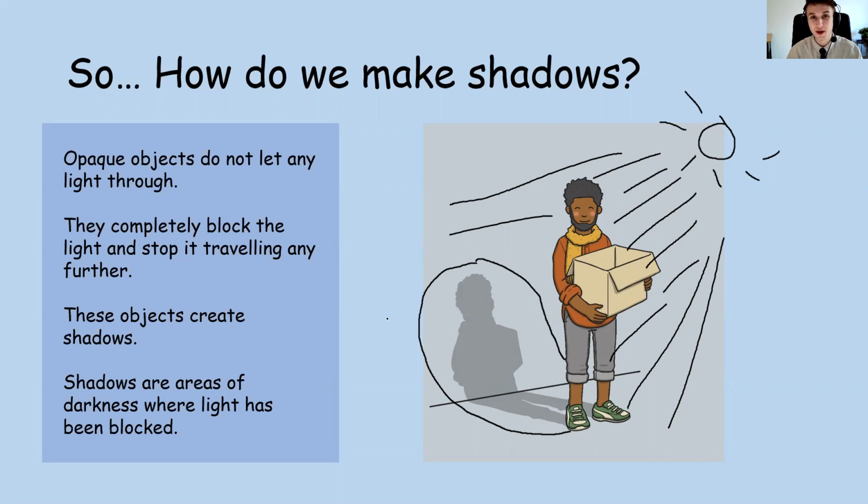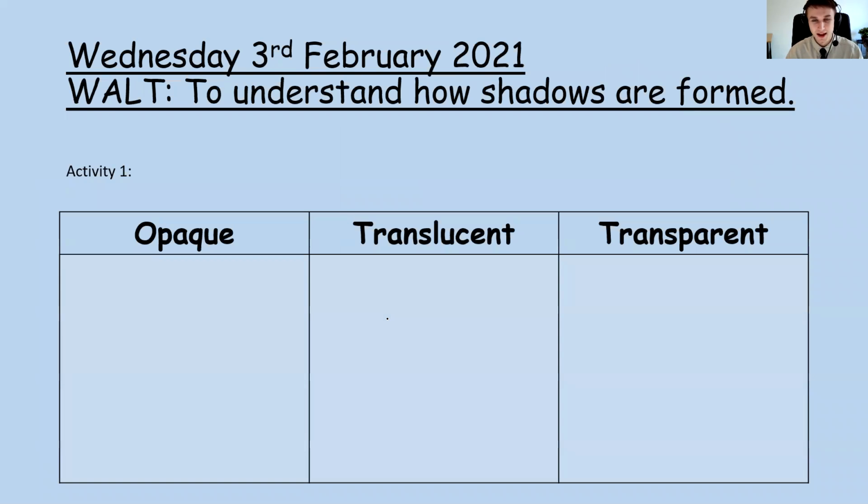So now we'll have a chat through today's activities. Activity number one: you need to get your data into your books and then produce a small table that looks like this, with opaque, translucent, and transparent objects. What you need to do is go on a hunt around your home and see if you can find, let's say, between 3 and 5 examples of each one.